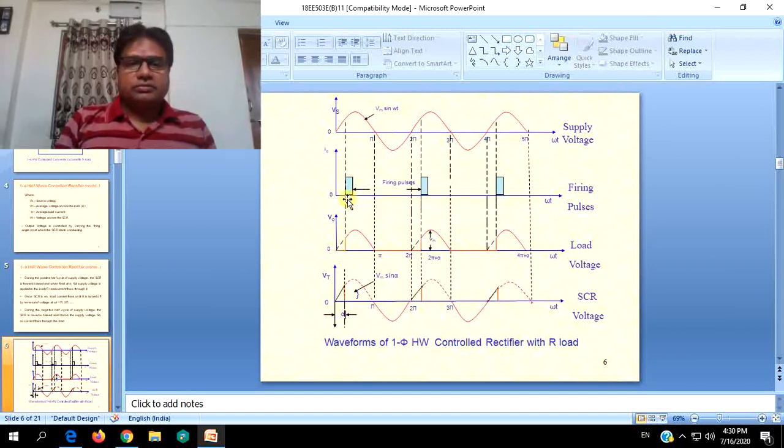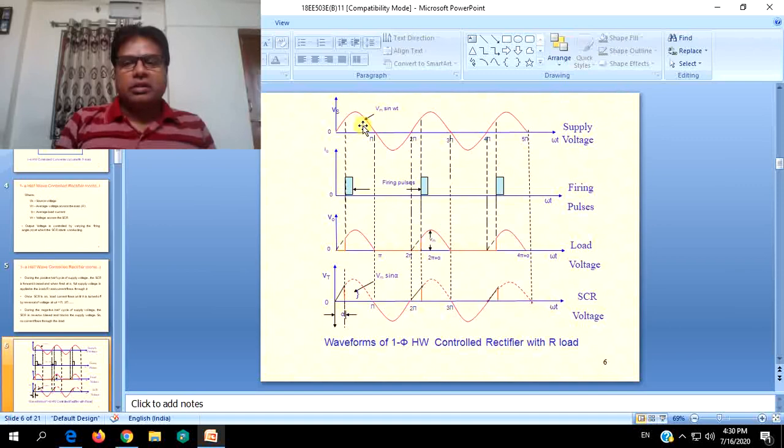At alpha, because of the gate signal, the SCR conducts. Now the voltage across the SCR, or the voltage blocked by the SCR, will become 0 totally, and the full source voltage will be appearing across the load. So the load voltage will have the same shape as the source voltage: from alpha to pi, during the positive half cycle, load voltage will be equal to source voltage.